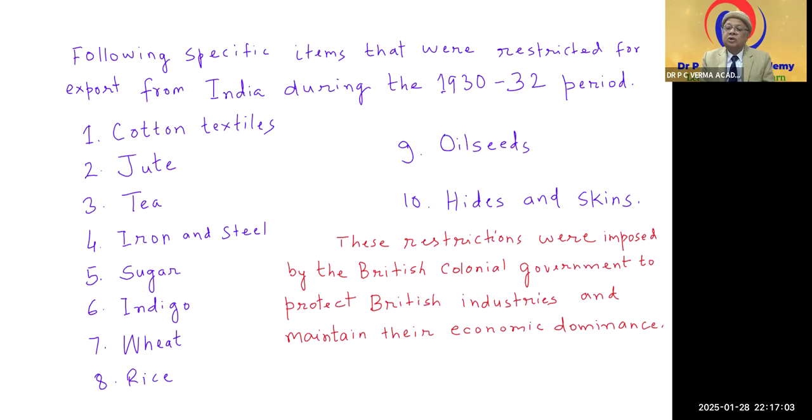1930-32 was the most important period, the last phase of the British government, where discriminating protection, which we will discuss in the next class, was also implemented. Restrictions on exports we have discussed. Next class we will discuss discriminating protection, which was implemented in India for the first time. Thank you for watching this video.